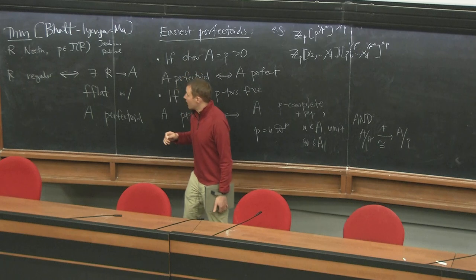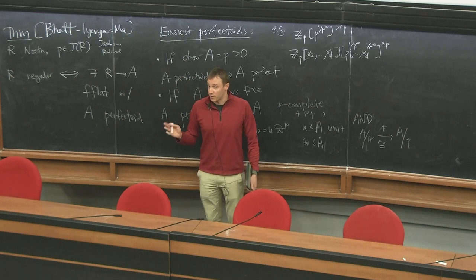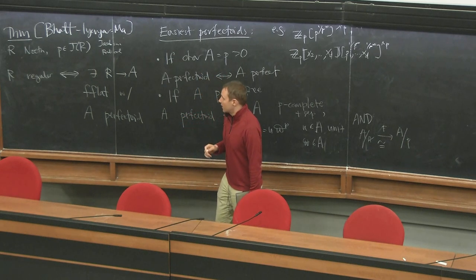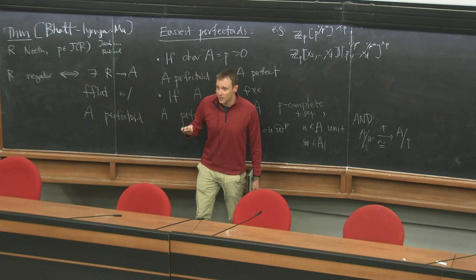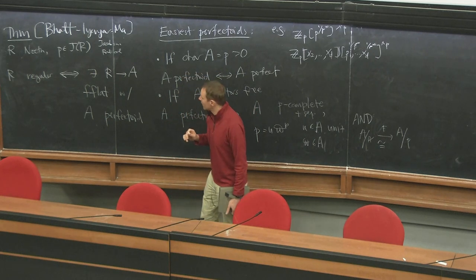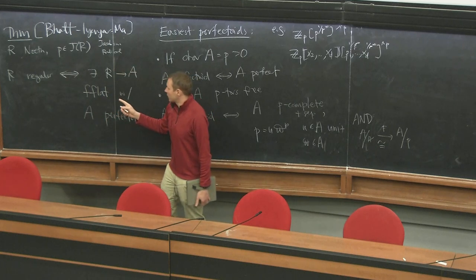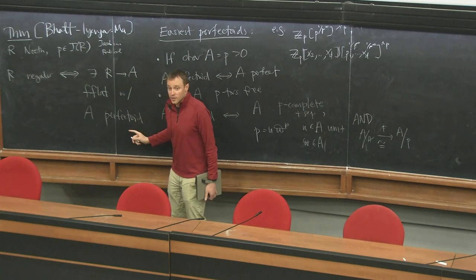Okay? The goal now is to give a generalization of that, or a twist on that, in mixed characteristic. To show that if R is Noetherian and p is in the Jacobson radical, and p is zero, or maybe you're in mixed characteristic, then R is regular again if and only if there exists a faithfully flat map to what's known as a perfectoid ring.